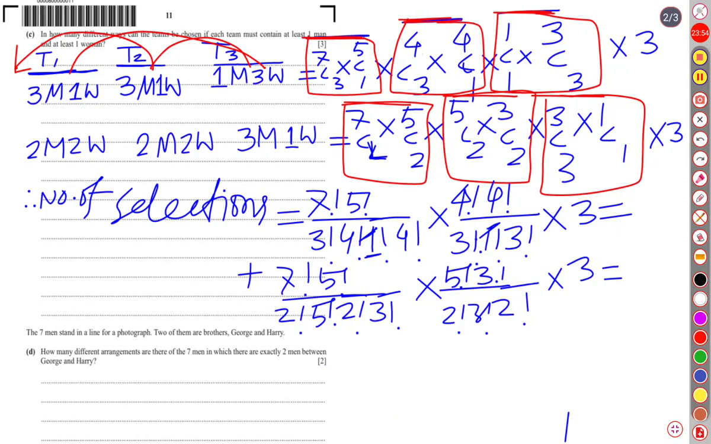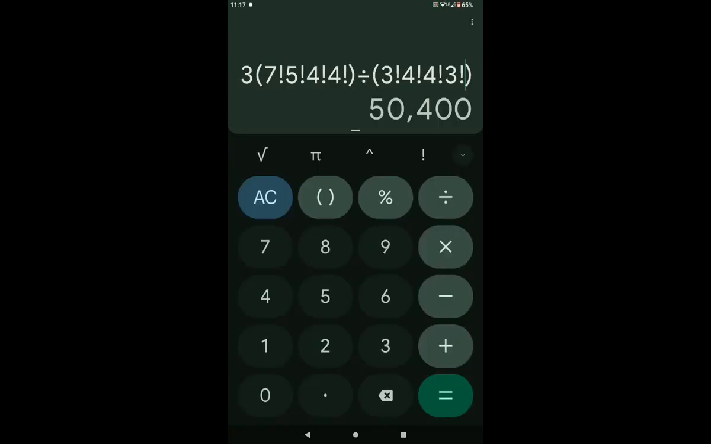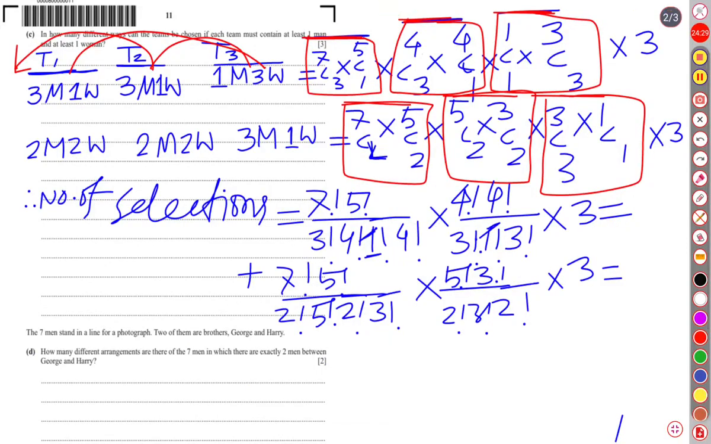Three factorial, 4 factorial, 4 factorial, and 3 factorial. The 2 threes and 2 fours. So in the denominator there will be 3 threes factorials and 2 fours factorials. Okay, so 3 factorials, so there will be another 3 factorial. Number of choices is 8400. Let me write this 8400.